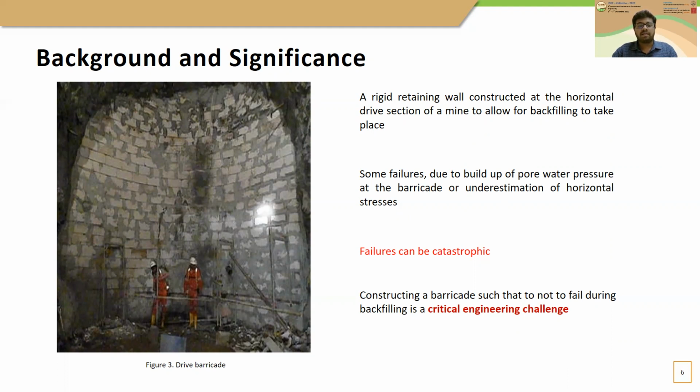So what if a barricade fails? Failure of a barricade can be catastrophic. There have been several mine accidents reported with casualties due to barricade failures in Australia and elsewhere. Some failures were contributed by the underestimation of horizontal stresses on the barricade. Therefore, constructing a safe and competent barricade is a critical engineering challenge.